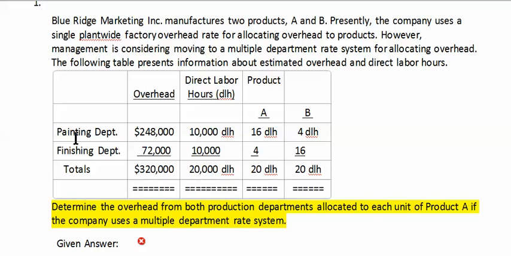We can see the painting department overhead is $248,000, direct labor hours is 10,000. Product A uses 16 direct labor hours, B 4 direct labor hours. Finishing department, overhead is $72,000 and direct labor hours of 10,000. 4 hours for product A and 16 for B. So they ask us to determine the overhead from both production departments allocated to each unit of product A if the company uses multiple departments.